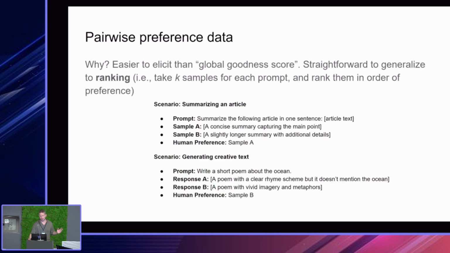All right, so pairwise preference data, as I said, is easier to elicit than a global goodness score. We can generalize it easily to ranking. So rather than 2 samples or 2 continuations from each prompt, we can get 10, and have someone rank them. There are generalizations of this model that can do the same sort of thing.